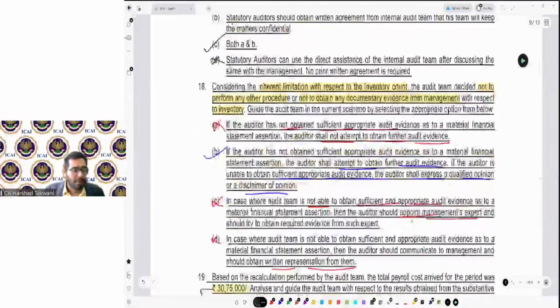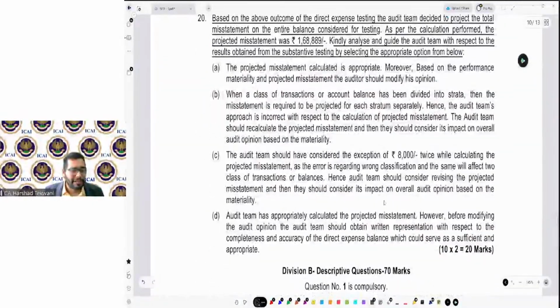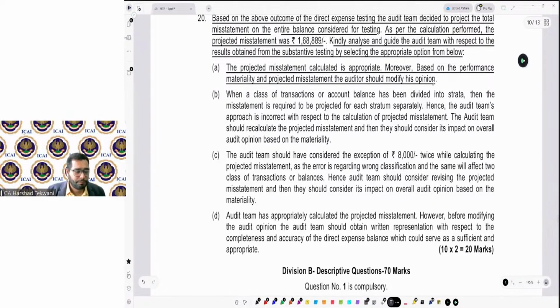Now, based on our question, these are the options which are given. The projected misstatement calculated is appropriate. Moreover, based on the performance materiality and the projected misstatement, the auditor should modify his opinion. Now option A is incorrect because it says that the projected misstatement is calculated appropriately, which is incorrect. So I'll say option A is incorrect.